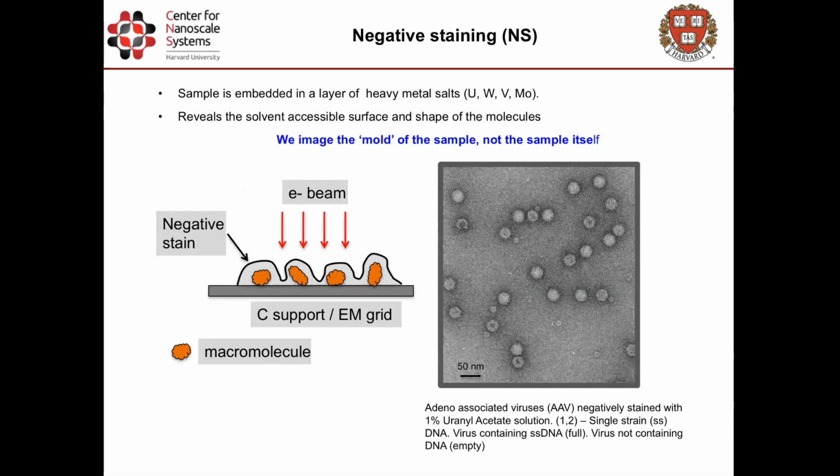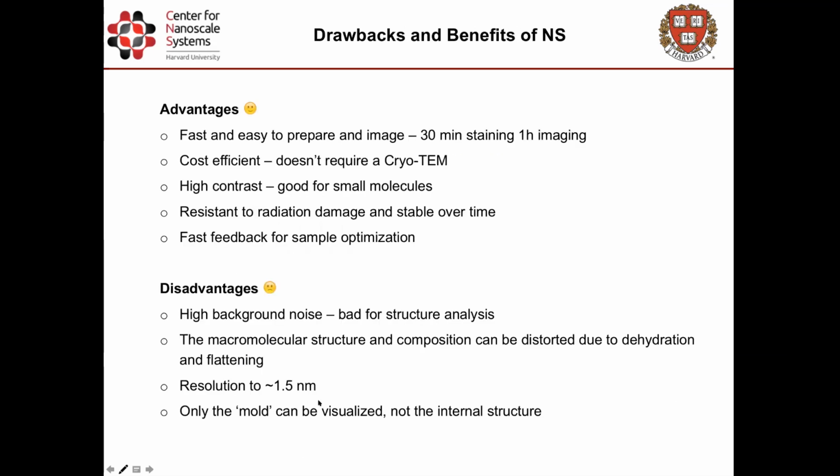Now, very shortly, negative stain is part of the cryo-EM workflow, because this is how we check our samples before we freeze them. This is the same as for conventional TEM. It's slightly modified so it can match more precisely the cryo-EM sample preparation methods, because we don't really look for images in the negative stain, we just use it to evaluate our samples. And here is an example of the adeno-associated virus.